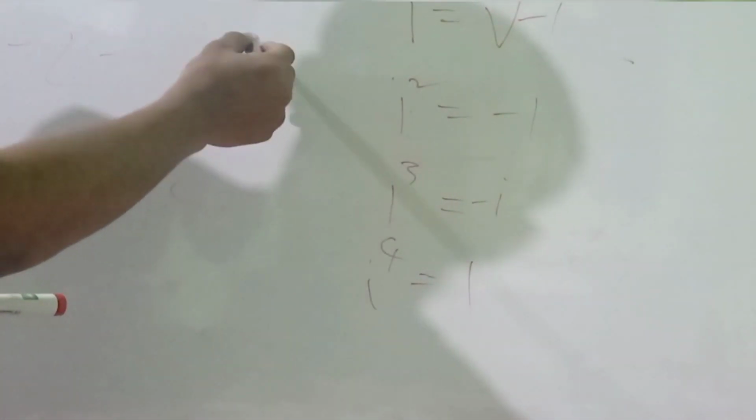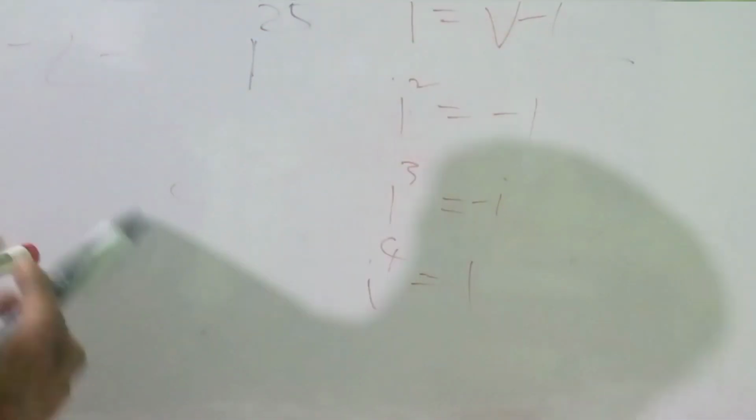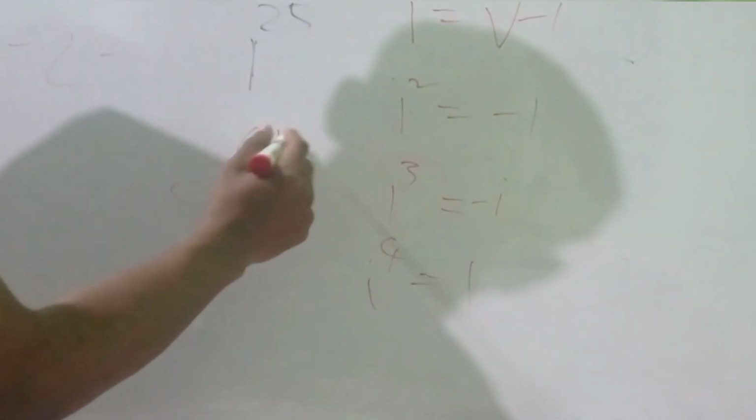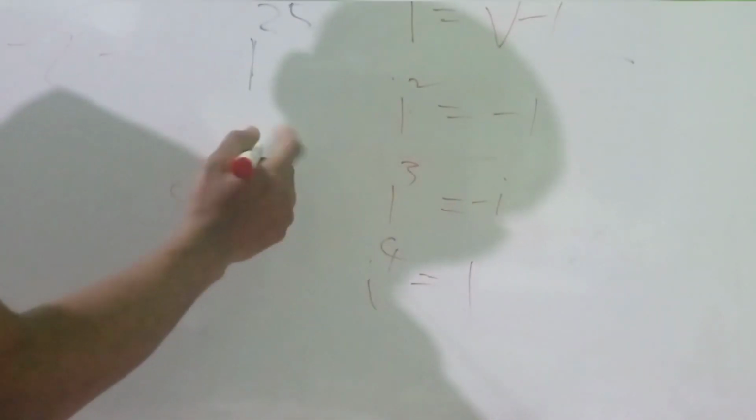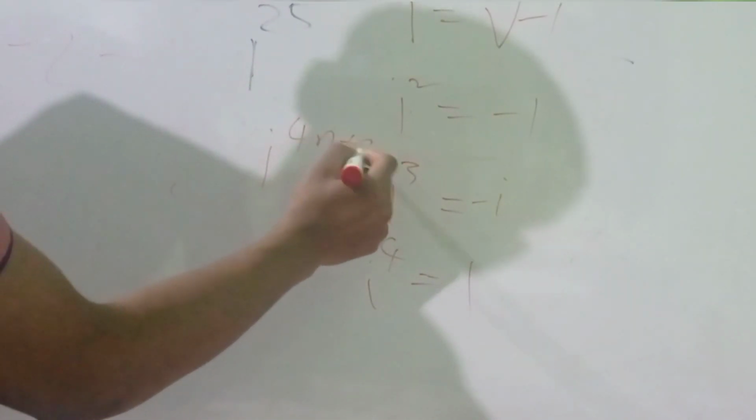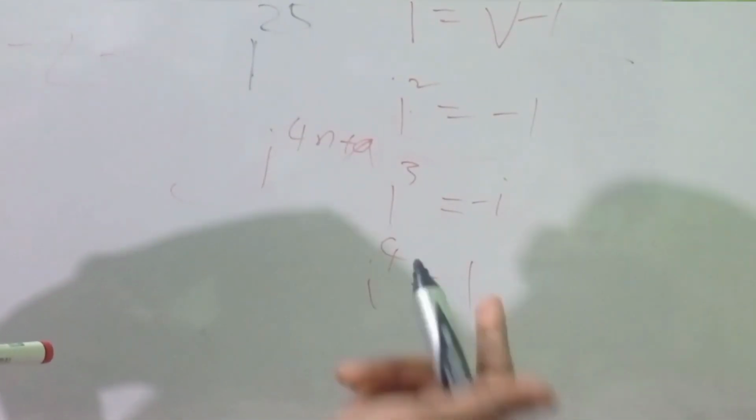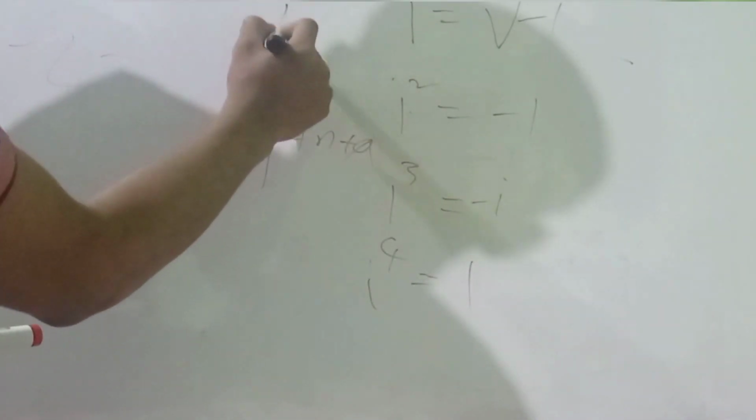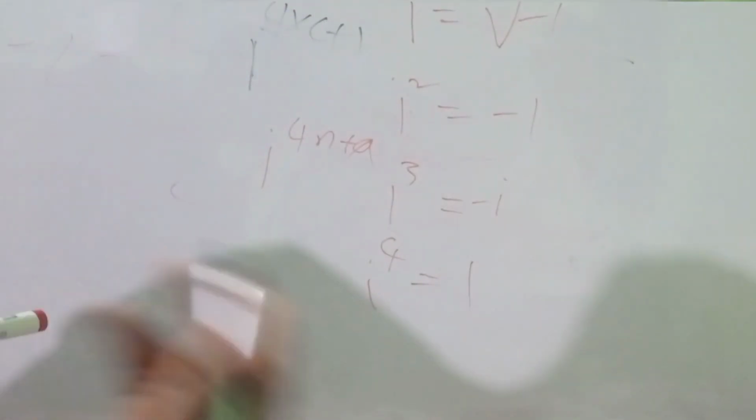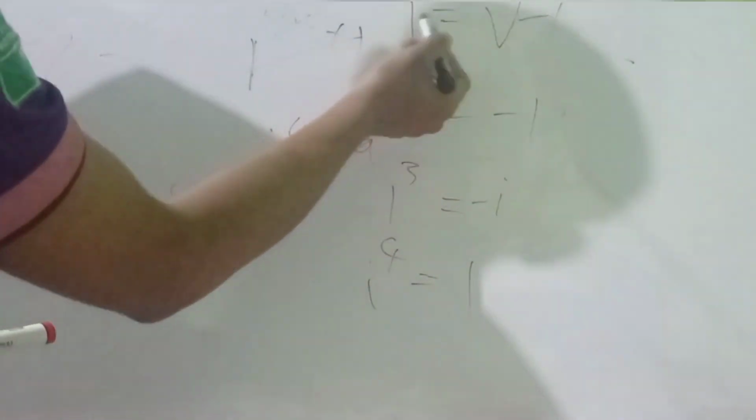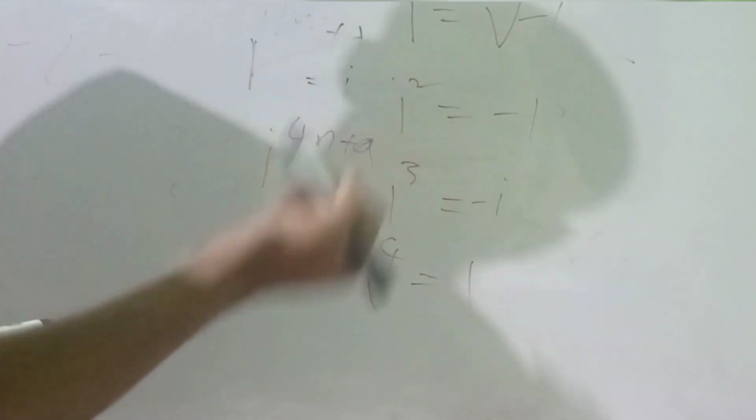Now, if you take any number, like i to the power 25, just use my method: i to the power 4n plus a. Always measure the a. Now let me demonstrate. 25 is 4 times 6, 4 into 6 plus 1 is 25. So i to the power 1 is i, which means its answer is i.